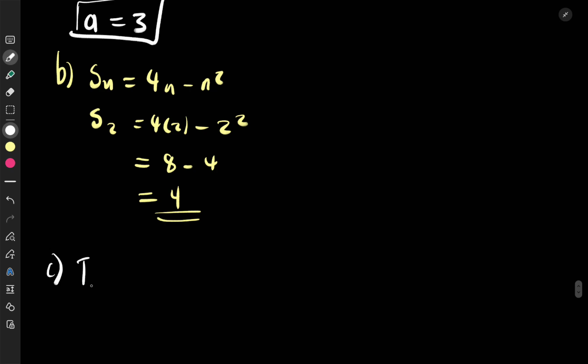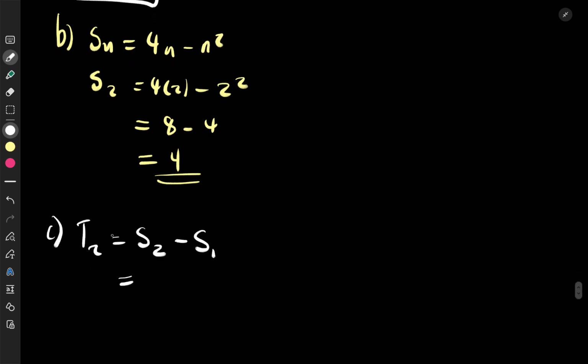So I can say that term number 2 is equal to the sum of 2 terms minus the sum of 1 term. This gives me the second term, okay? This is only if I want the second term, right? What will it be? Sum of 2 terms minus the sum of 1, which is the first term. I'm adding 2 terms and I'm removing the first term. So of course, the second term is the only thing that remains.